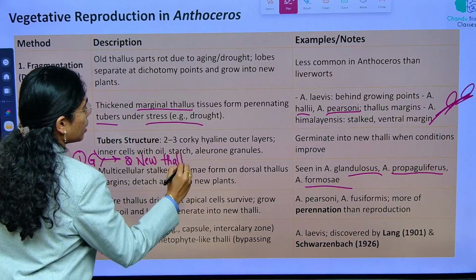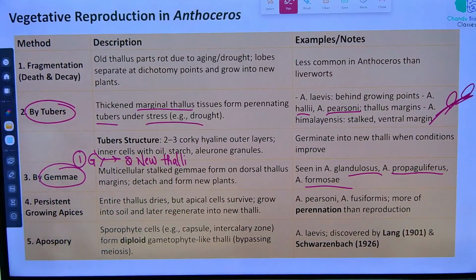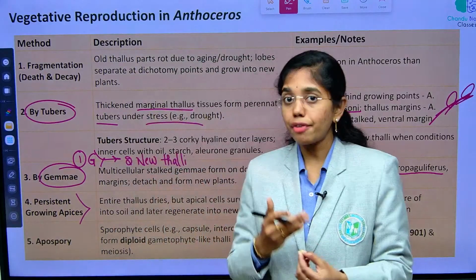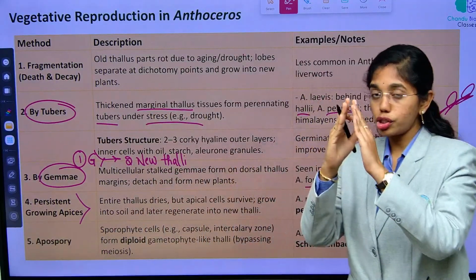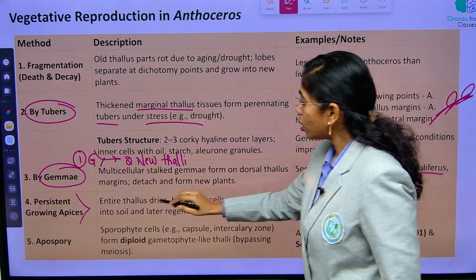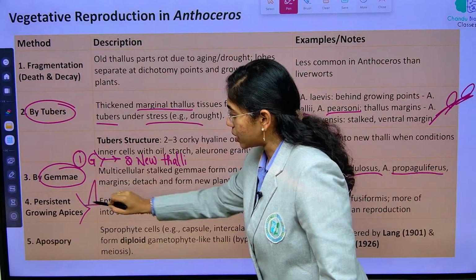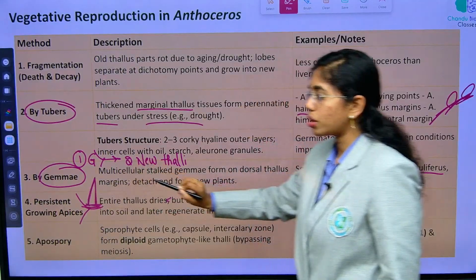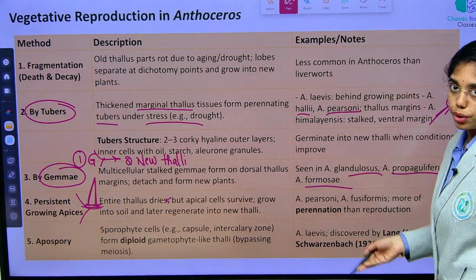A single gemma gives rise to 2 new thalli. And persistent growing apices, the apical regions which will survive the unfavorable conditions and continue to grow, detach from the parent plant, and these apices landing onto a suitable substratum will grow into new thalli.